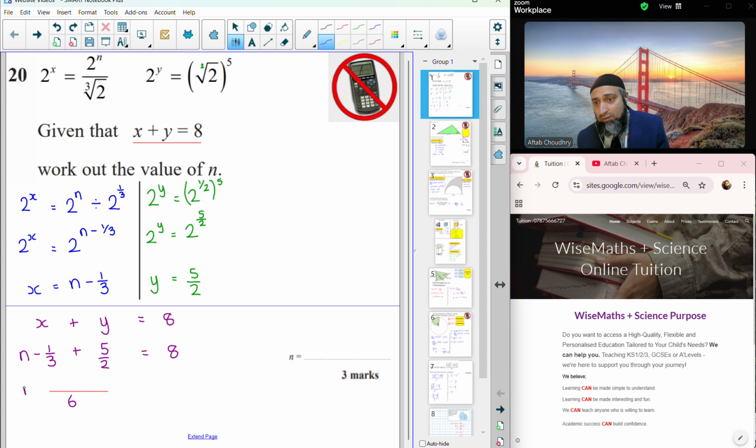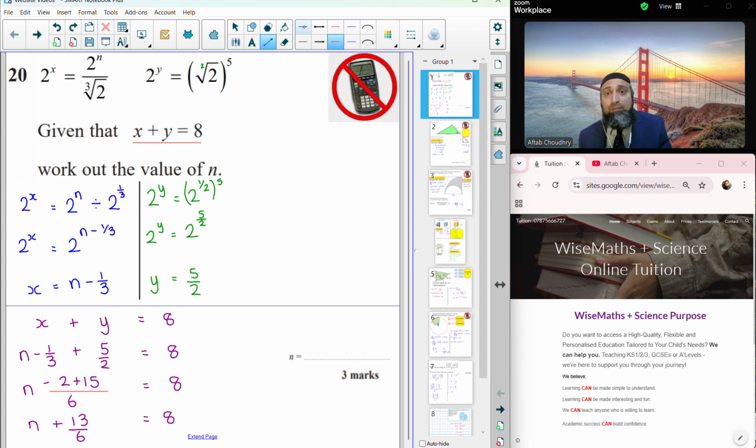We have n here. 2 times 3 is 6, so I must multiply my numerator by 2, so you get 2 over 6. And then 2 times 3 is 6, so I must multiply my numerator by 3, so that's plus 15, equal to 8. Let's tidy that up. You get n minus 2 plus 15, which is plus 13 over 6, equal to 8. I'll draw another little margin because I'm running out of space.